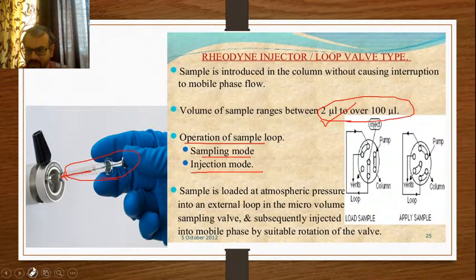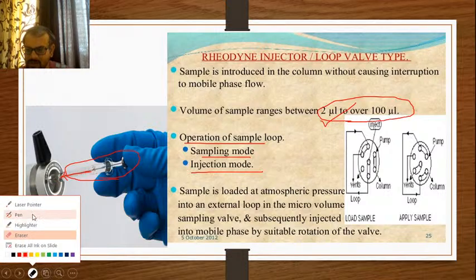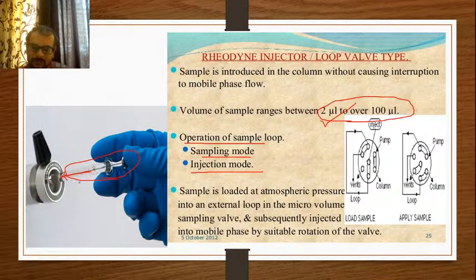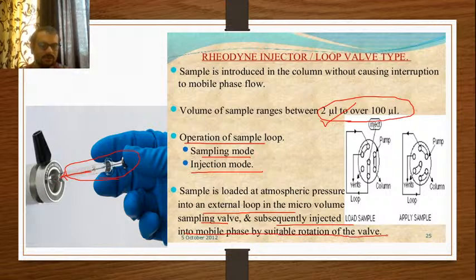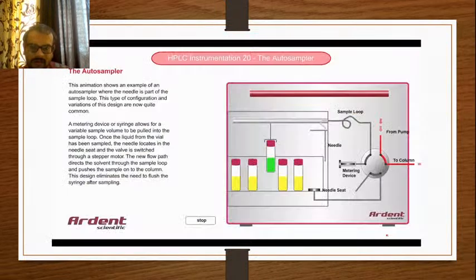As we all know, we are directly injecting the sample at atmospheric pressure into an external loop in the micro volume sampling valve, which is subsequently injected into the mobile phase by a rotation of the valve. How this happens, and why exactly the rotation of the valve results in efficient sample introduction, we will cover in this session.